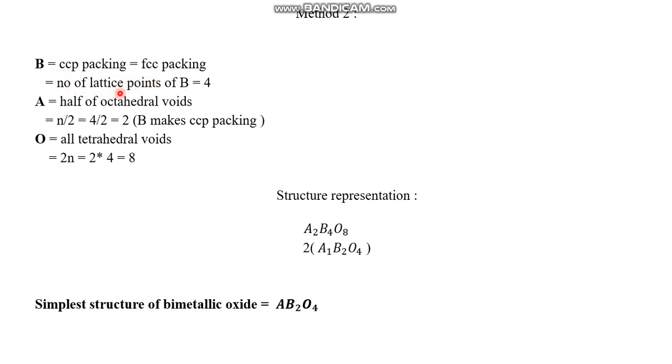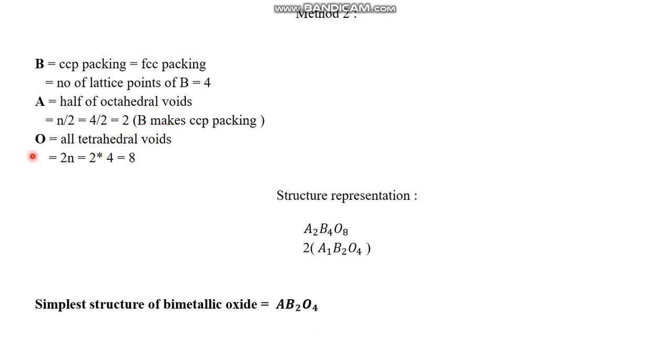So the number of lattice points of B would be 4, because we know that the total number of atoms occupying an FCC kind of lattice is 4. A is occupying half of your octahedral voids. If your lattice points are 4, octahedral voids would also be 4, and it's occupying half of the positions, so the total number of A would be 2. Quite simple, it's quite mathematical, nothing else.